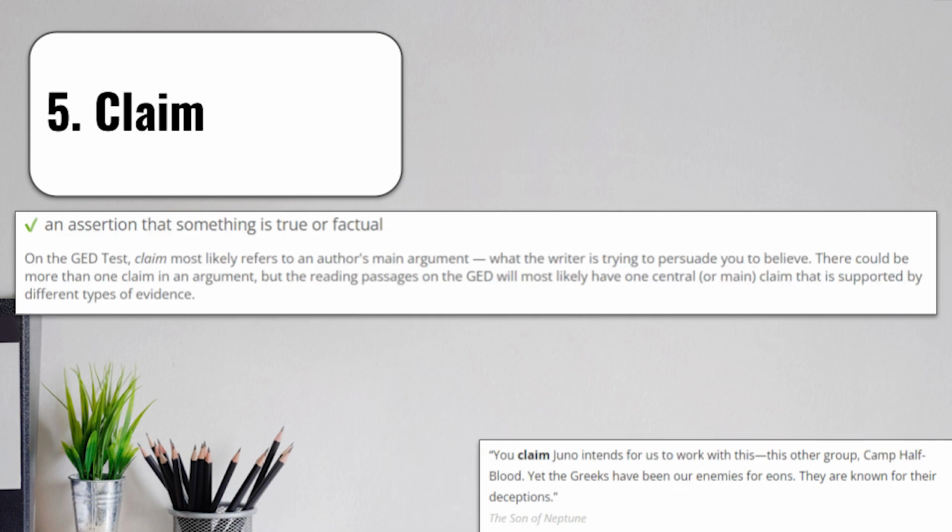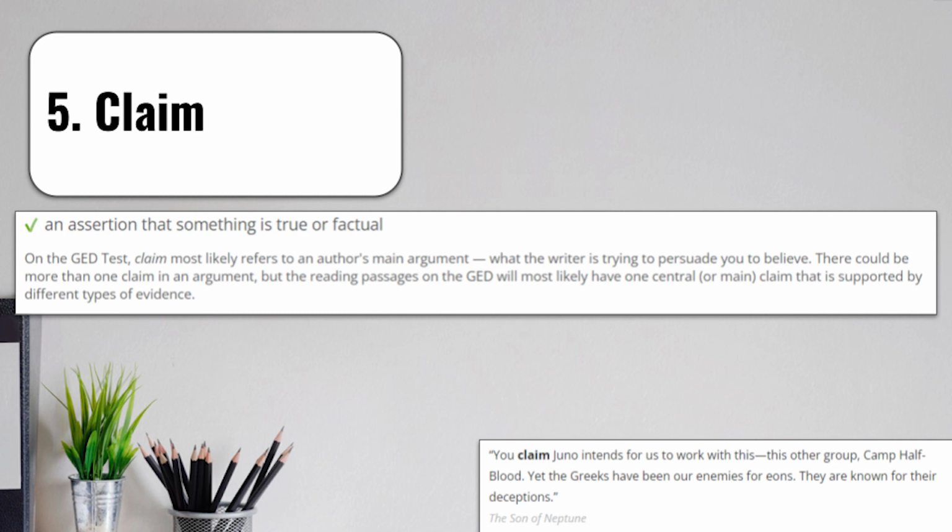That brings us to term number 5, claim. If you state a claim, you're saying that something is true or factual, or that you're sticking behind it and staying on that side. On most tests, claim likely refers to an author's main argument, the position that they're taking in an argument, what the writer is trying to persuade you to believe.